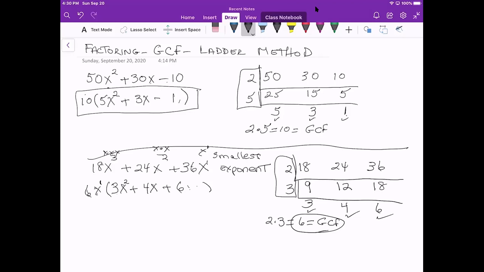So what I'm going to do, actually, just to make it a little nicer for you, I'm going to go ahead and do that. And this is your answer. This is a 6. Ladder method is really nifty.